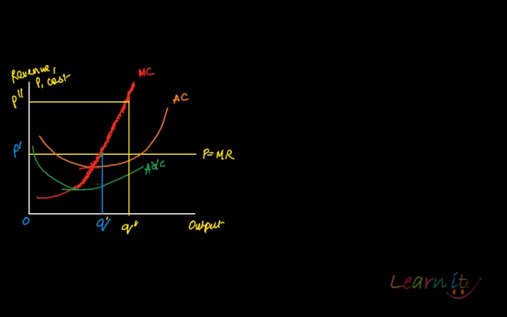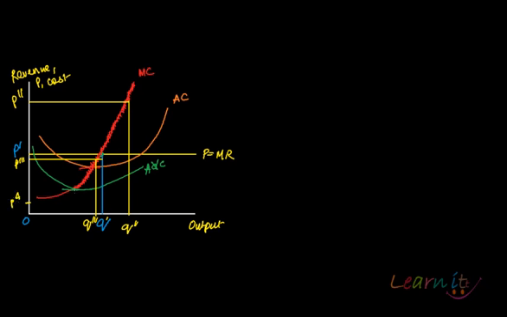Similarly, if the price falls to say P triple dash, something like this, then how much should the firm produce? The firm should produce this much, Q triple dash. Now, about the lower prices, you have to worry. What about a price such as P4? What about a price such as this? How much should the firm produce?